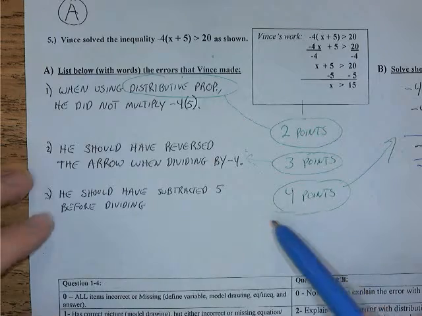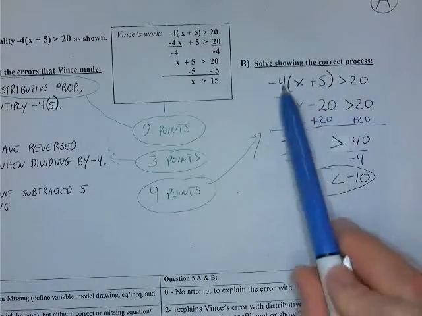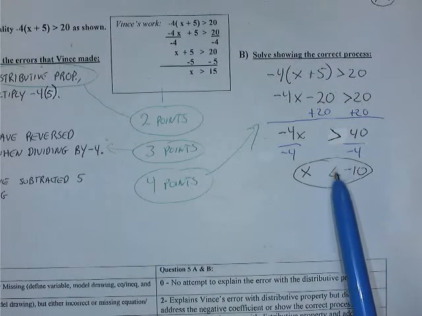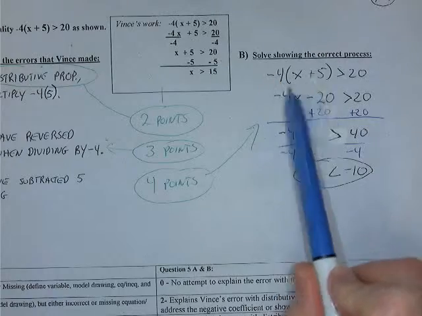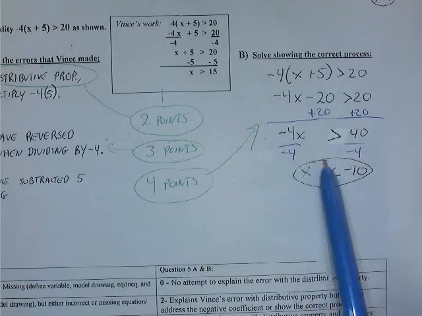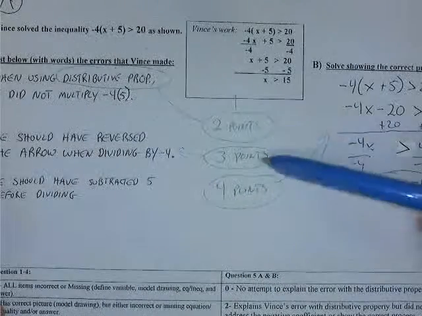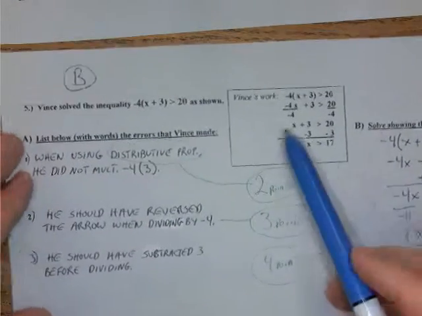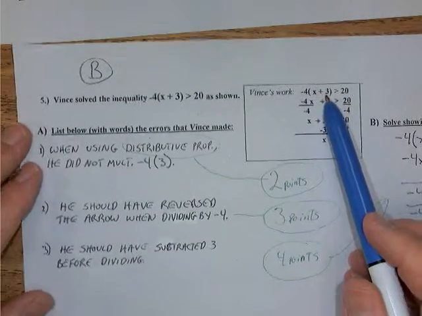All right. And then looking down here, it should have come up like this. Some people forgot to reverse the arrow. And some people even forgot to do the distributive property. And I gave points accordingly. Okay, that was for letter A. For letter B, it was a little bit different. The numbers were a little different. And so it's the same thing.